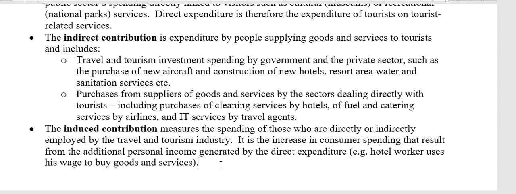It's induced because it wouldn't have happened. That spending would not have happened if the worker did not earn an income, and the worker would not earn an income if it wasn't for the tourist industry. Okay, so it's not a direct spending by the tourists, but it's spending because of tourism.